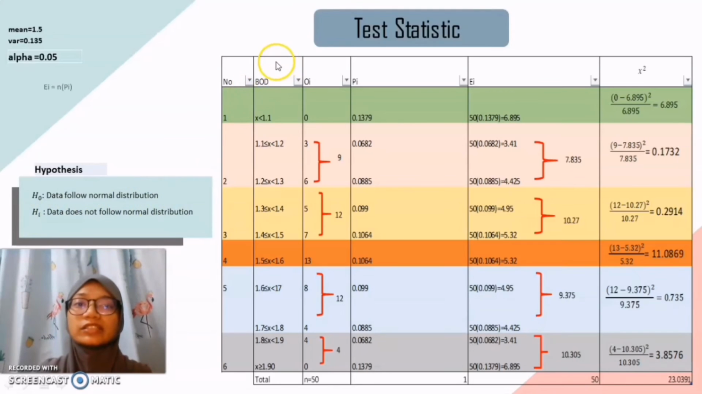The second step is test statistic. We have the mean 1.5, variance 0.135, and alpha 0.05 from the question, and this table must also have frequency and expected frequency. This is all to get the chi-square value.